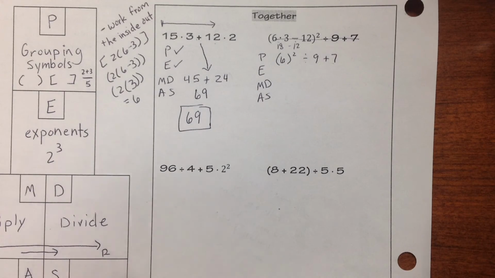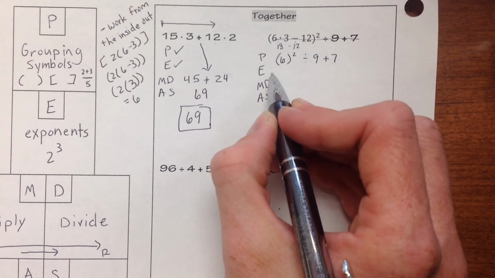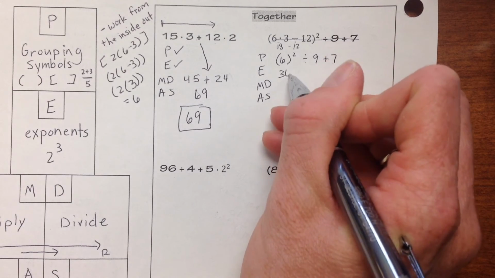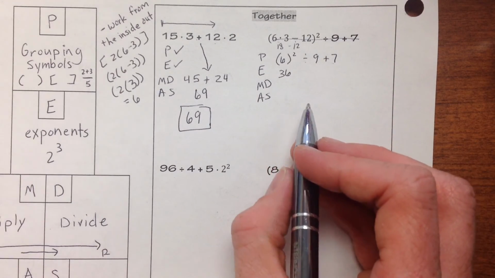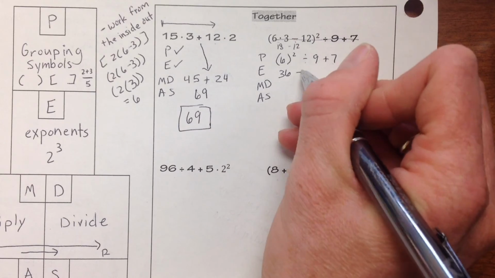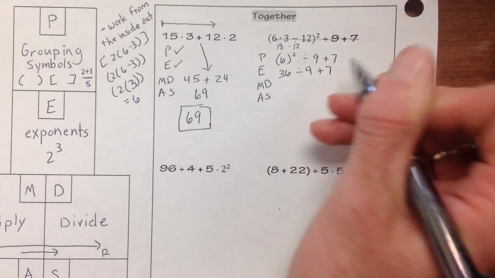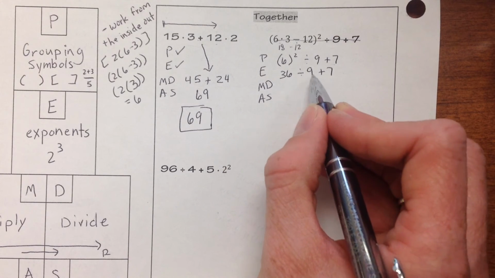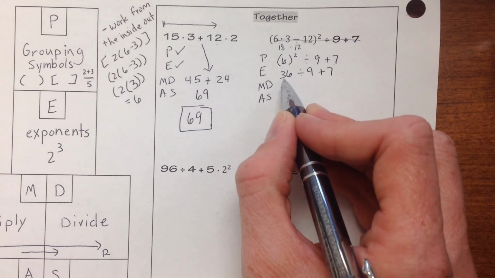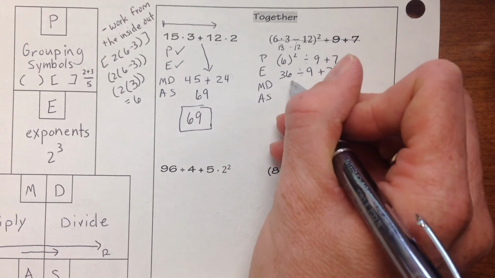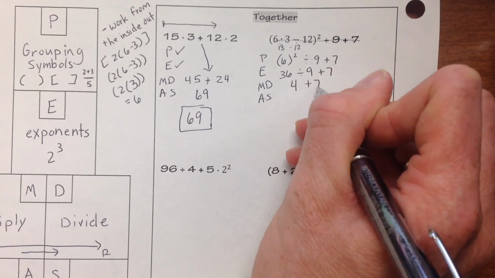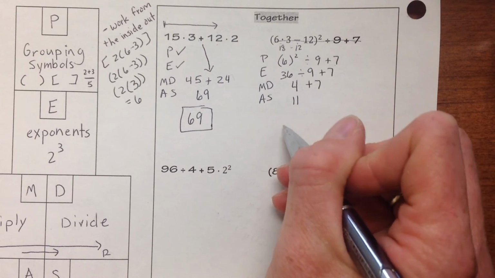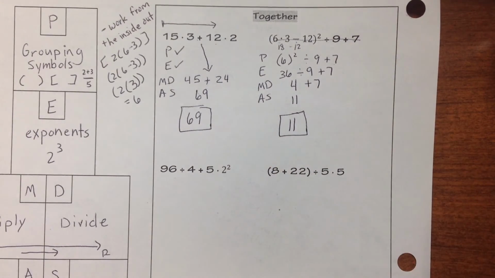Okay, so exponent, sure enough, there's a 2. So 6 to the second power is really 6 times 6. If you need your calculator, use your calculator, but that's 36. And then I'm going to continue to write it down. Now I'm looking at this one, not this one. Multiplication and division. Well, I do have division, so I'm going to just do that. 36 divided by 9 is 4, and then I'm going to carry down my 7. And then addition and subtraction, yep, there's my addition, so my final answer is 11.